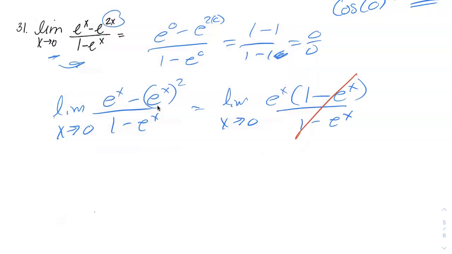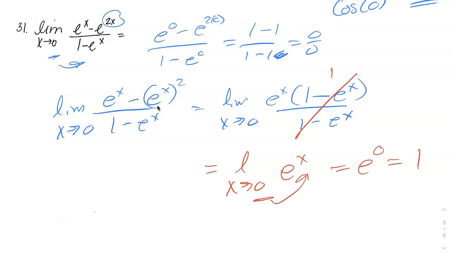And look, these cancel. Get a 1 on top, so we have the limit as x approaches 0 of e to the x. Then we sub in 0: e to the 0, which is 1.